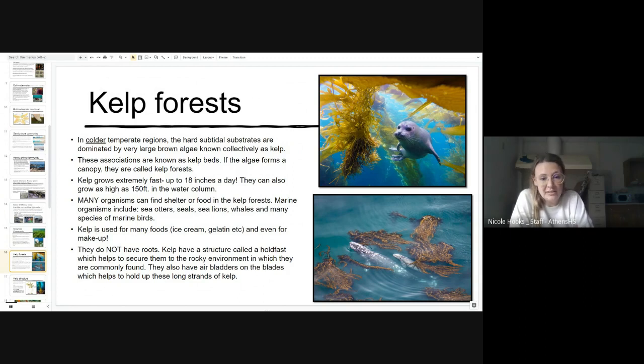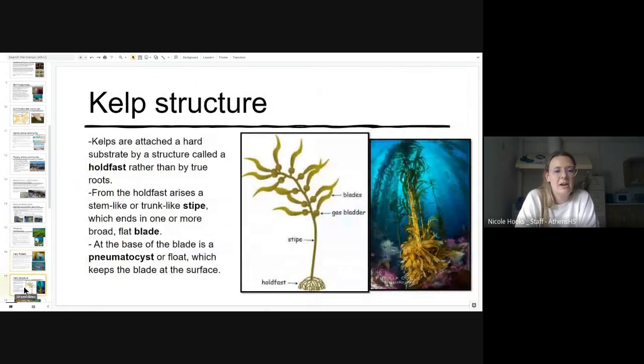Remember, these are protists. They have a structure called a holdfast that helps them secure to a rocky environment. They do not like soft environments, they like rocky ones. And they have these air bladders that hold them straight up, like I said. So let's look at their actual structure. They have a holdfast, a stipe, a gas bladder, and then blades.